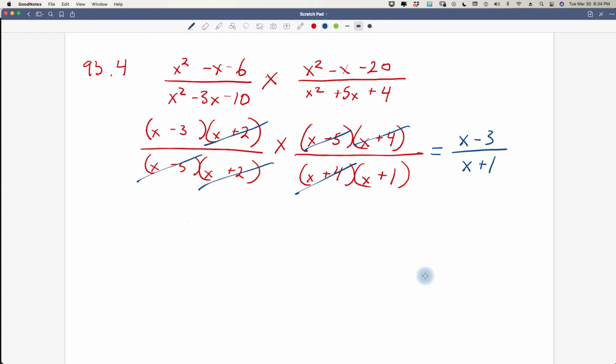Just factor your trinomial, and then you can cancel, and it's so much faster than having to deal with those big, long numbers. We don't want to do that. That takes up too much time, and it makes our brains hurt. I know it makes my brain hurt. So let's do it the easy way, which is what you just saw on the screen.